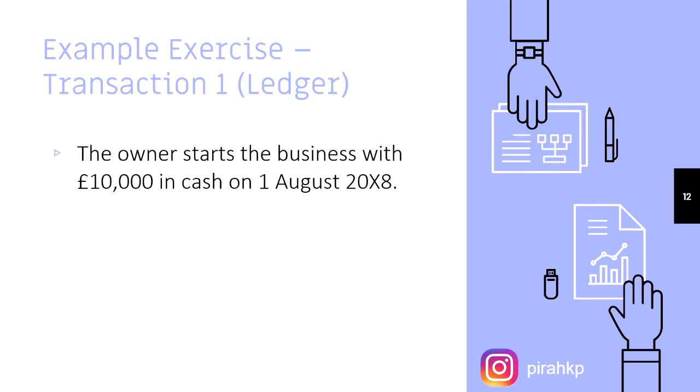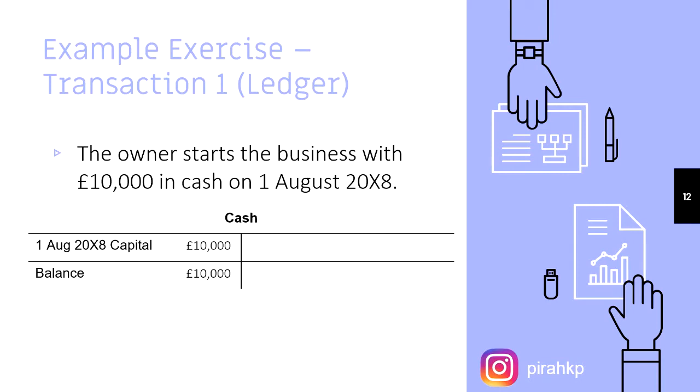Now we are going to create ledger accounts for these transactions. There are two accounts used, cash, capital. So we are going to create two ledger accounts. We have seen the format. First, let's go for cash. From where is this cash coming? Capital. So date, capital and amount. How much cash do we have in total? There's only one transaction and one amount, so the balance is 10,000.